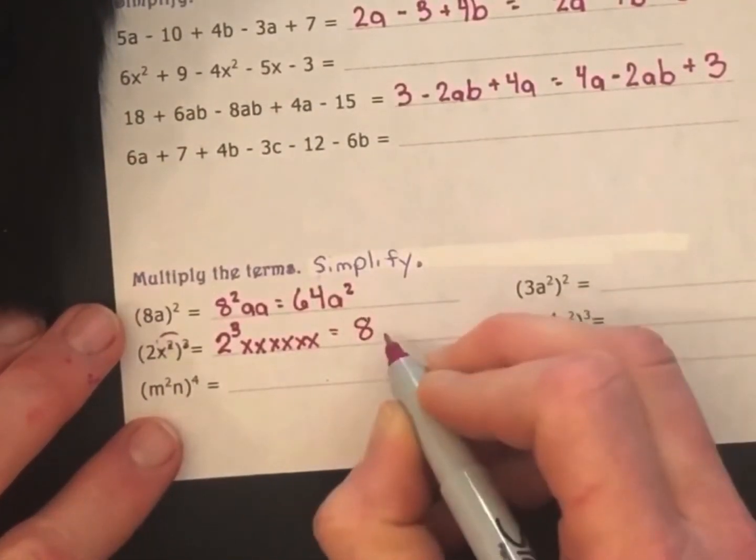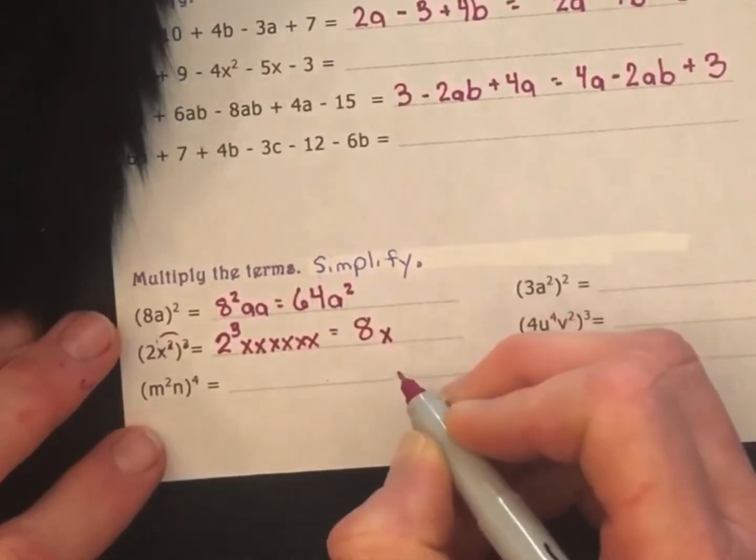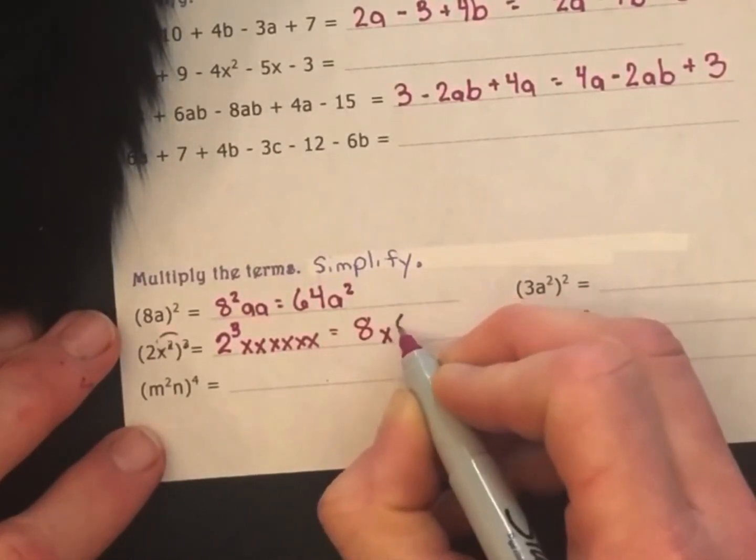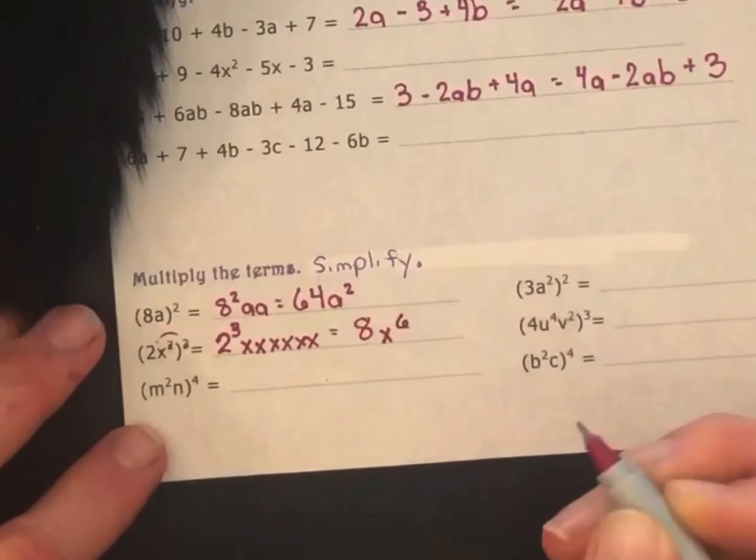So 2 cubed is 8, and then when you multiply all those x's 6 times, you get x to the 6th power.